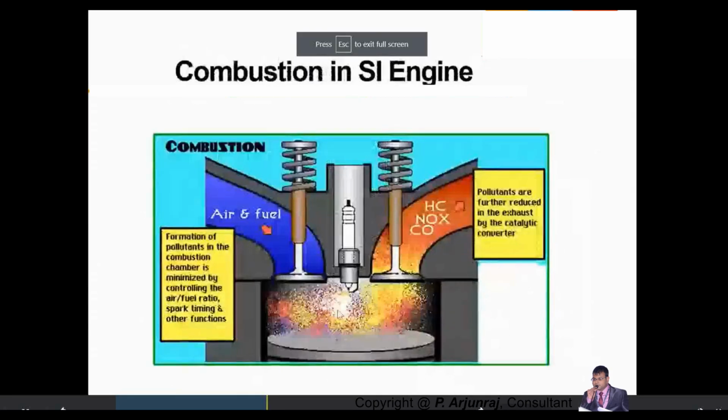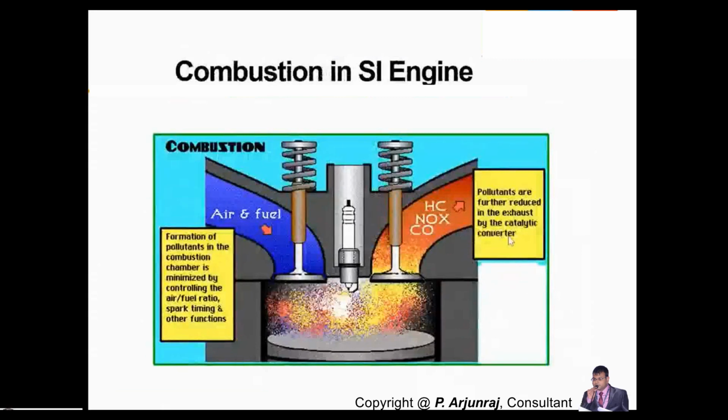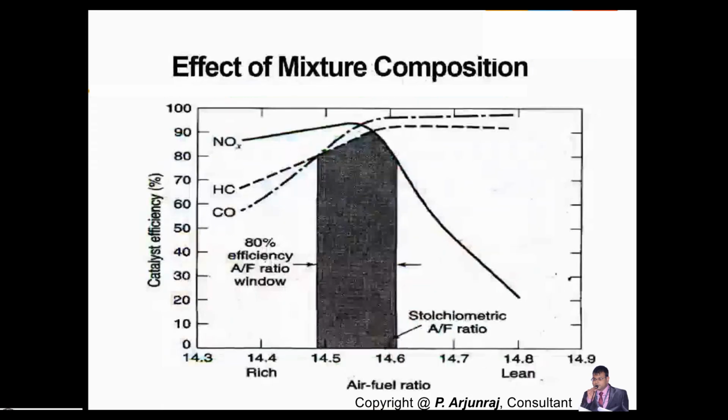Whatever the mixture you're going to get here will have an impact on the efficiency of the catalytic converter also. So it is not that only with the help of the catalytic converter you're going to reduce the emissions, but it also depends on the combustion. Combustion is nothing but the air and fuel mixture, which you get in the form of a ratio.